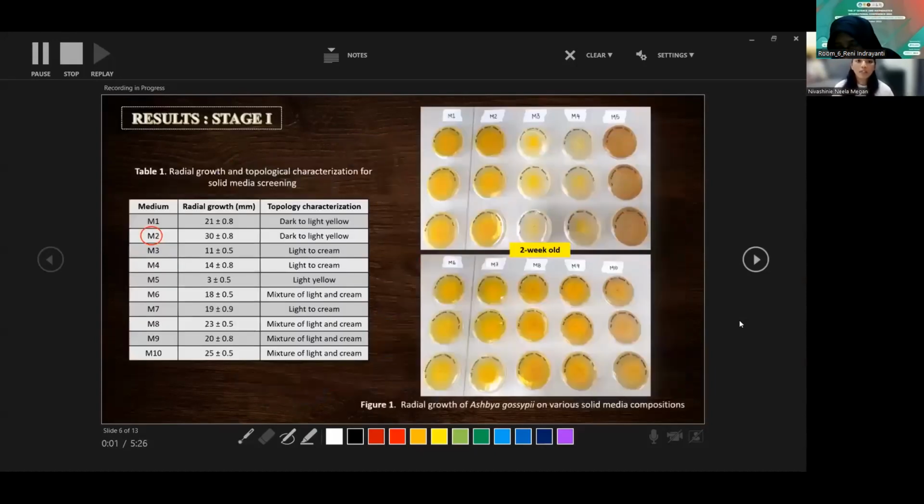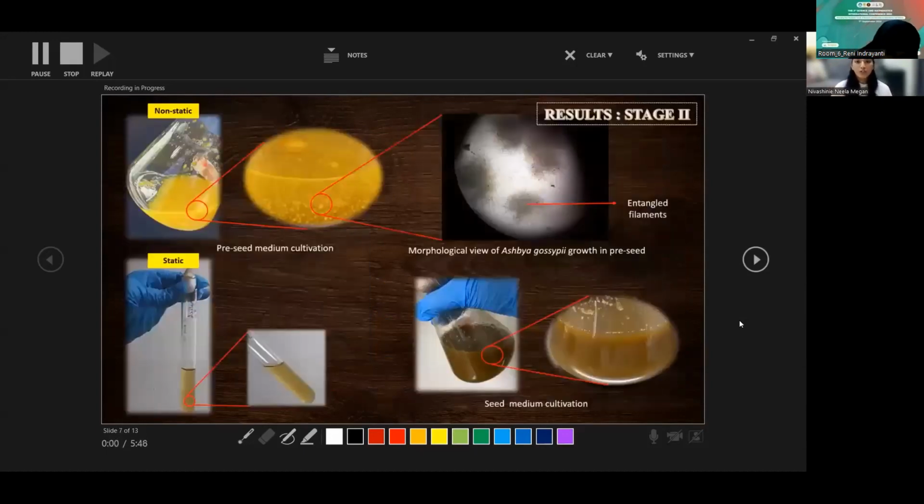The result over here has shown that the solid medium suitable for the culture to grow will be media 2, with the highest radial growth and very good topological characterization, where the mycelium that it produces is very intense. The more intense it is, the higher the riboflavin productivity. This particular culture was actually used to prepare our inoculum.